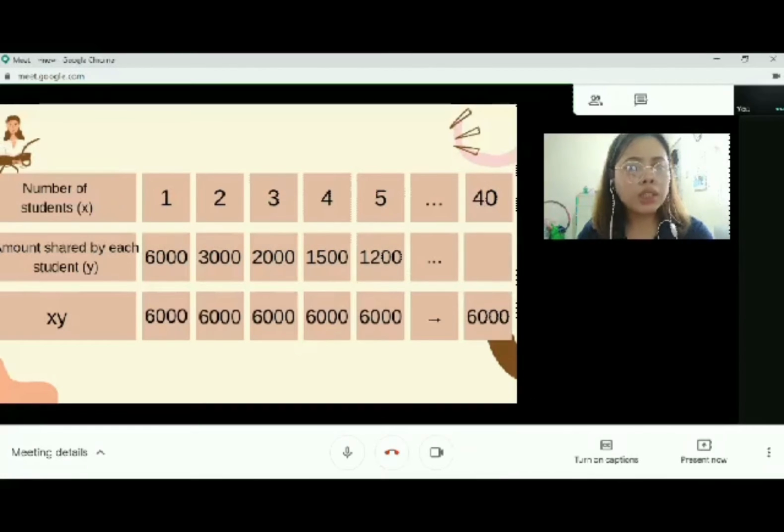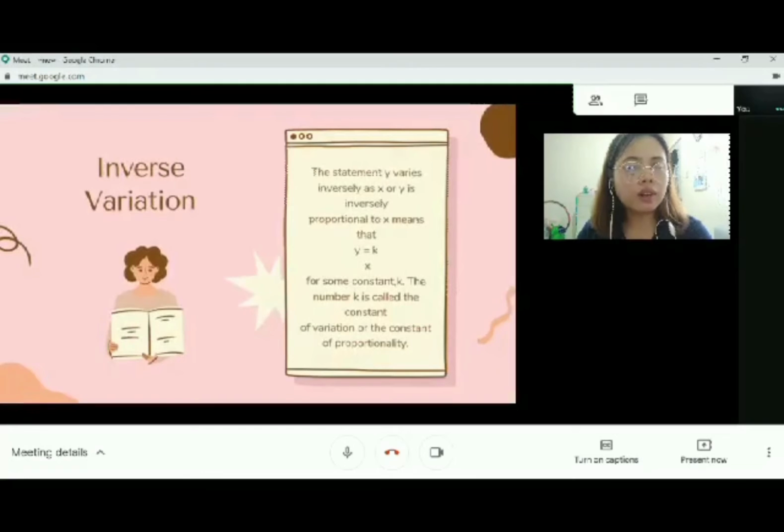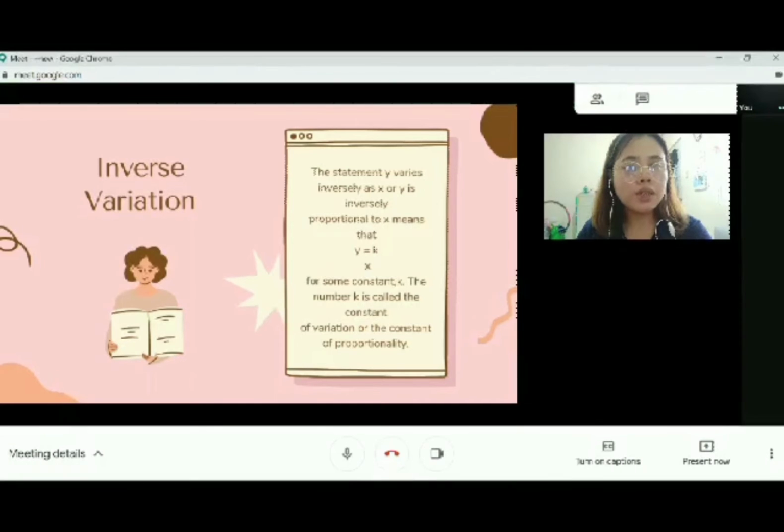And such relations are called inverse variations. So what is inverse variation? The statement "y varies inversely as x" or "y is inversely proportional to x" means that y is equal to k over x, for some constant k. So the number k is called the constant of variation or the constant of proportionality.